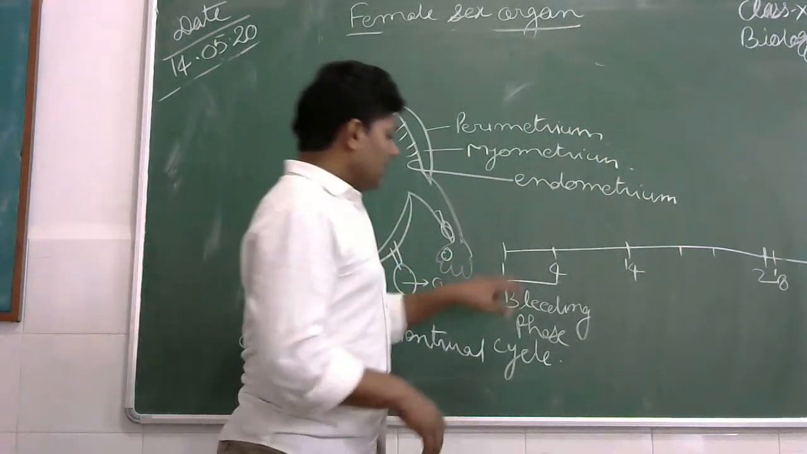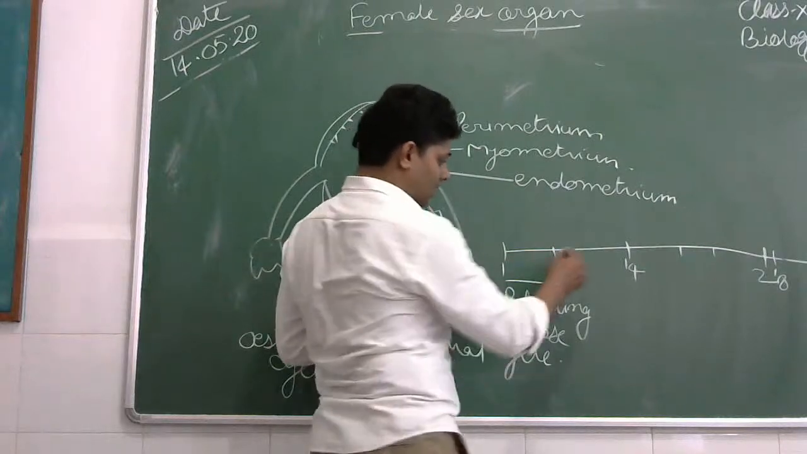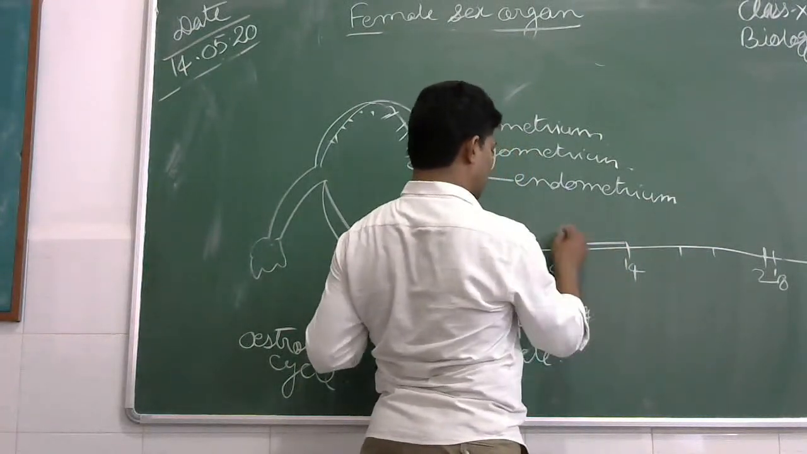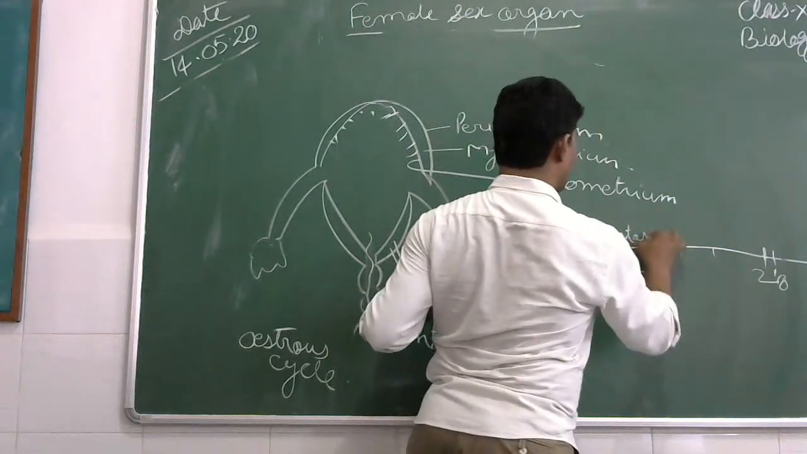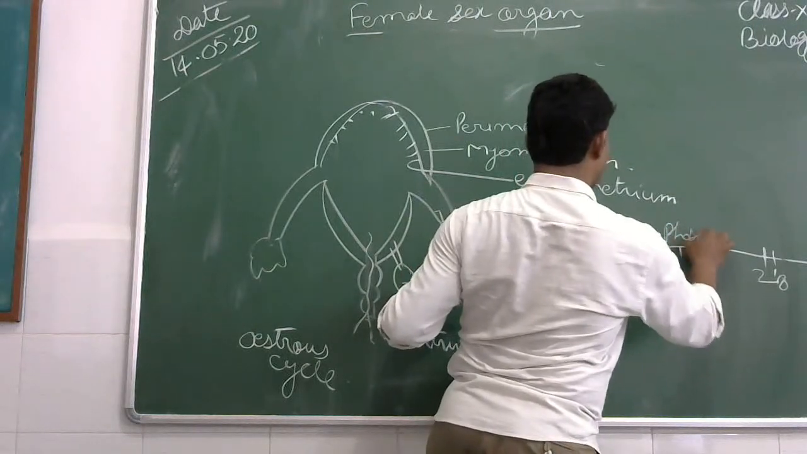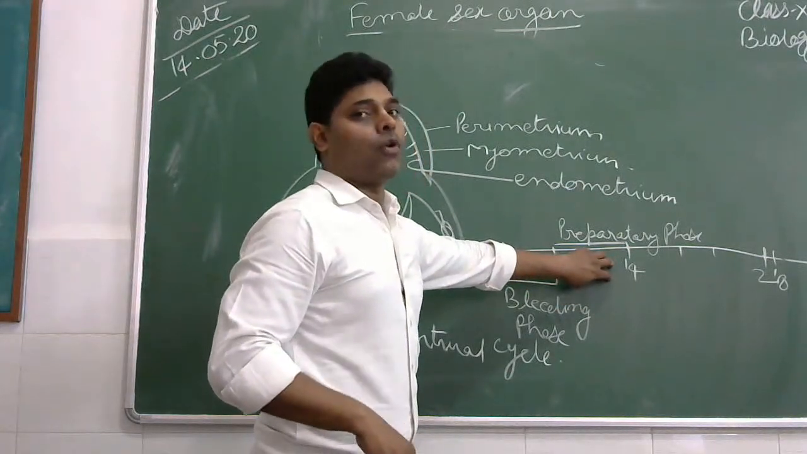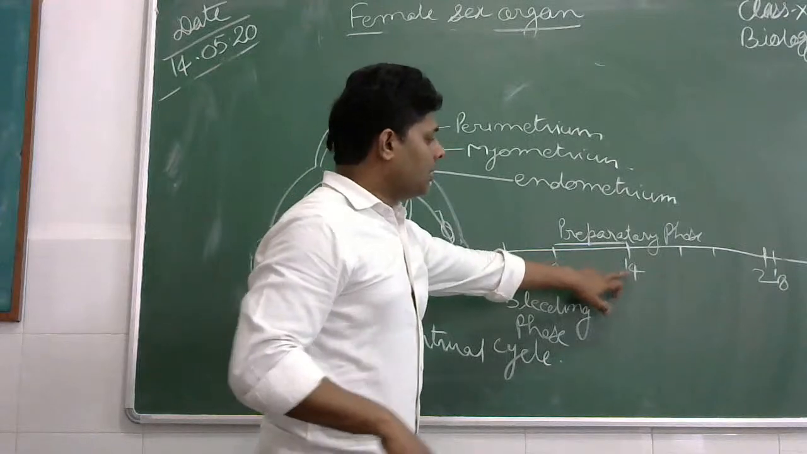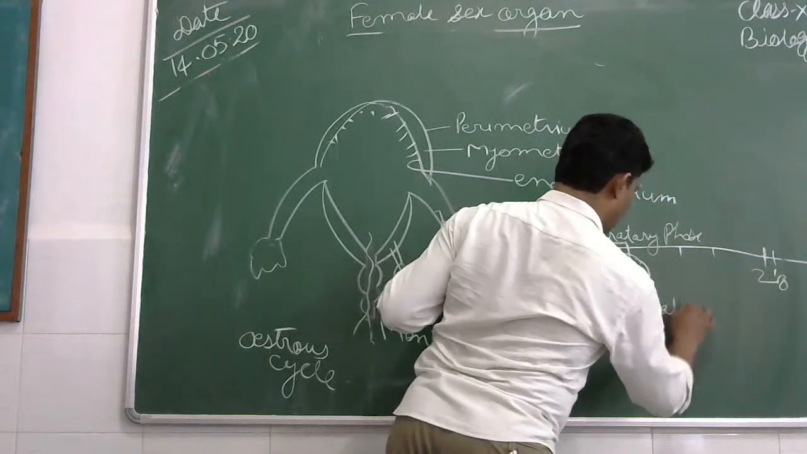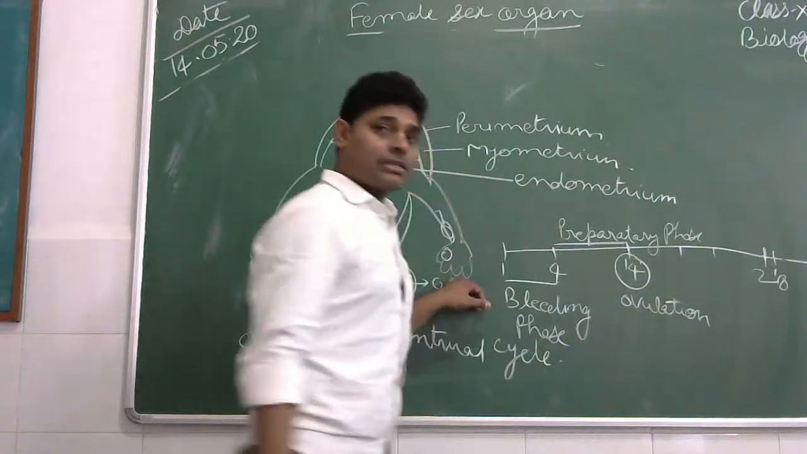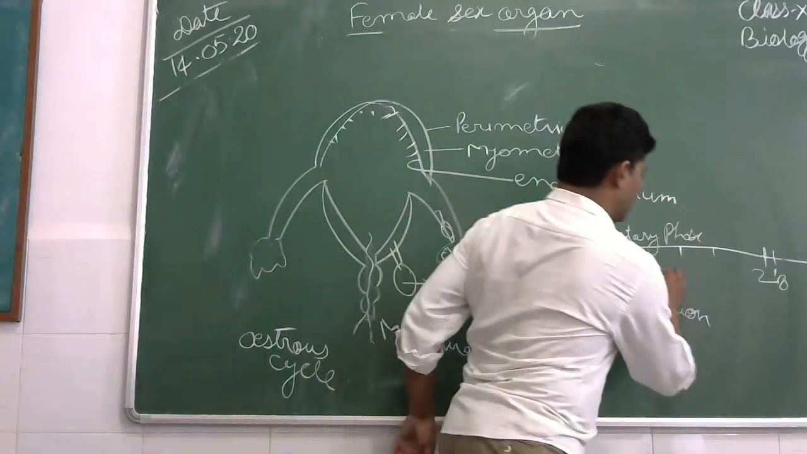So now this is the bleeding phase. Then what happens? This is the preparatory phase, from day 4 to 14. The endometrium prepares itself for implantation. During this 14th day, ovulation occurs.